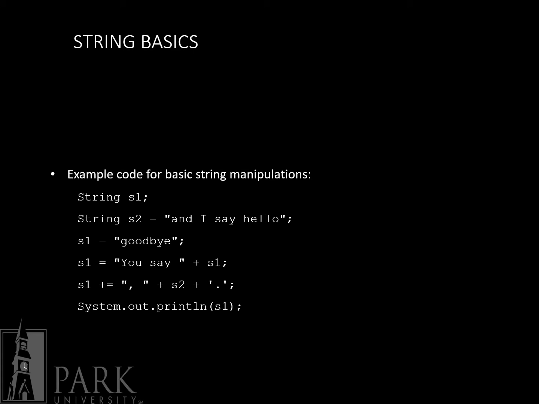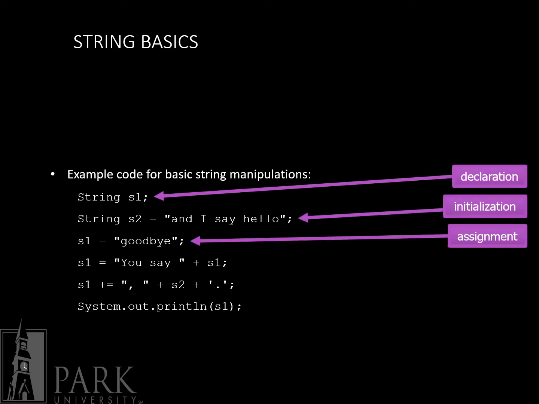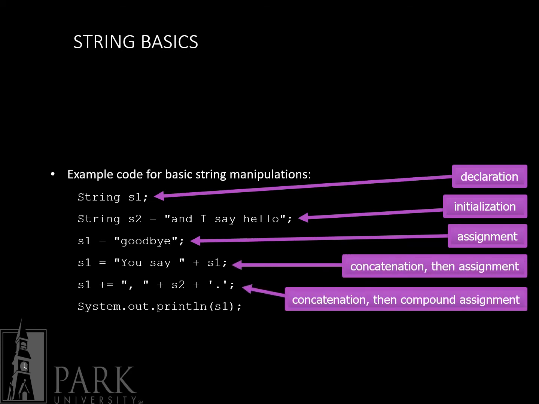You can see an example of a declaration, initialization, and assignment here. And it's important to keep these terms straight. Remember, a declaration just states that you're going to be using a variable. An assignment just gives a variable a value. And initialization is when you do both of these in a single step. In addition to those, you can see here an example of a concatenation and a compound assignment operation.